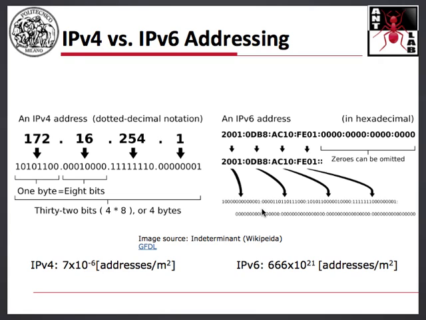This is IP version 4, so 7 times 10 to the minus 6. There are 7 times 10 to the minus 6 addresses for every square meter of the Earth surface. IP version 6, there are 10 to the 21 addresses for every square meter of the Earth surface. Which is hopefully enough to address most of the devices, at least in the next 50 years. Who knows? Questions, clear?